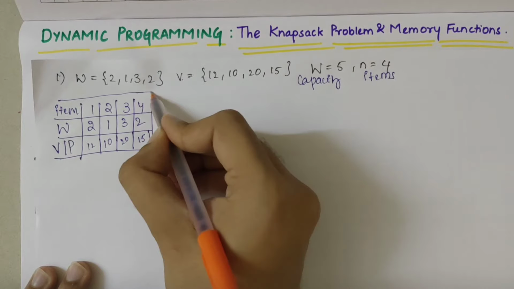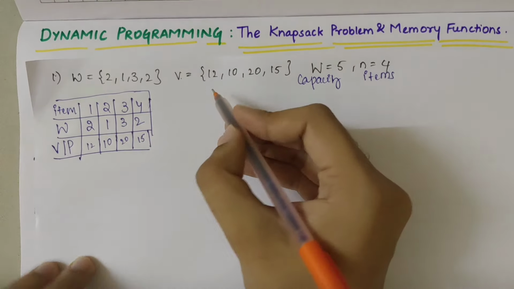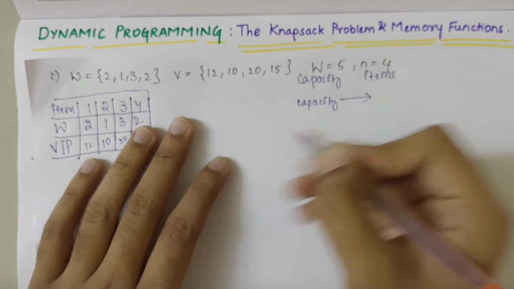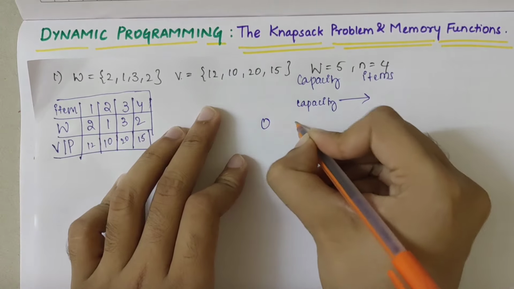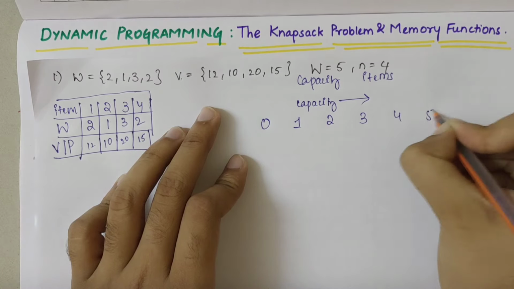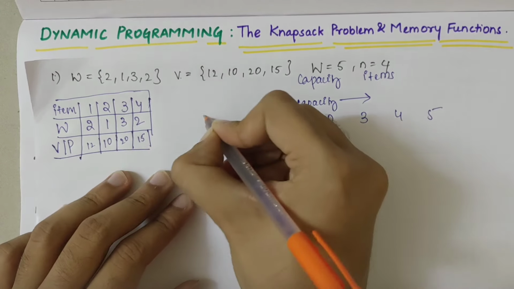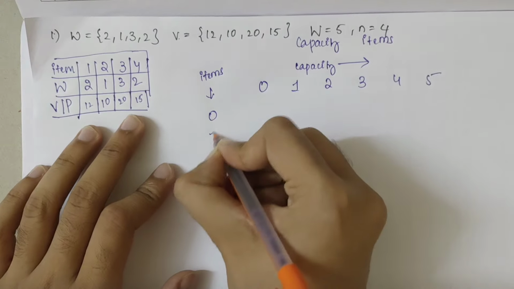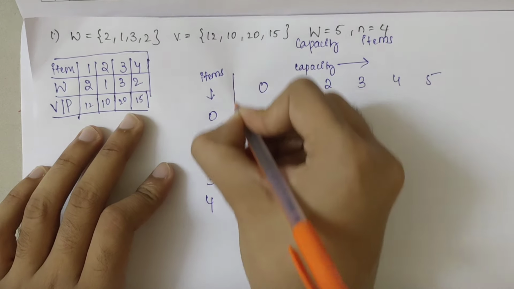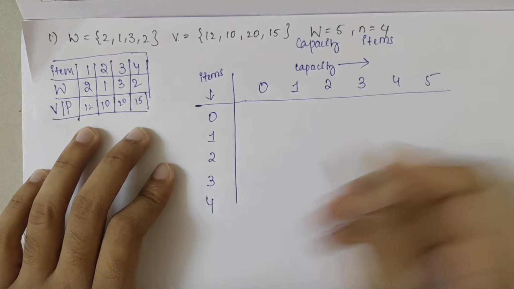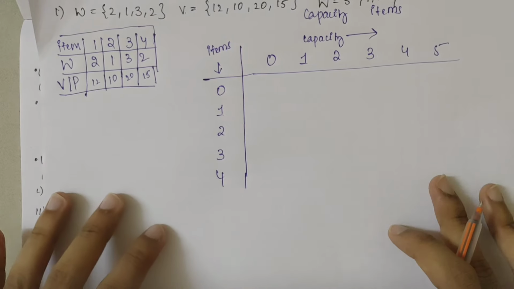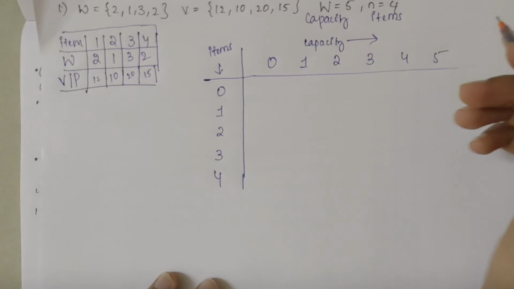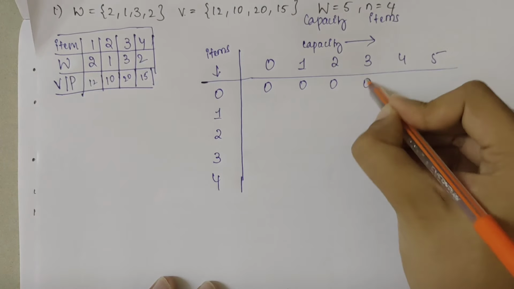Now that I have constructed a table of the given question, let me construct the actual table here. This side comprises the capacity. Here the capacity is 5, so I start from 0, 1, 2, 3, 4 and 5. On this side I have the items, from 0, 1, 2, 3 and 4, because there are 4 items here. So I have constructed the table. If there are no items, can I store any value in the sack? No. So I'll write 0, 0, 0, 0, 0 and 0.